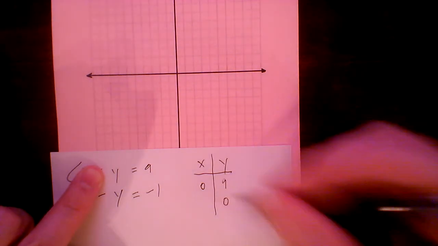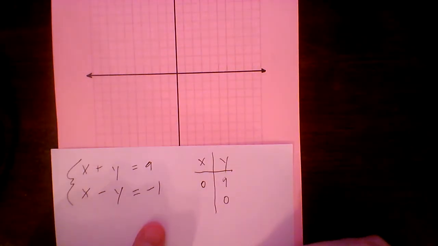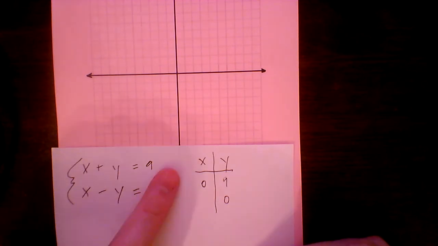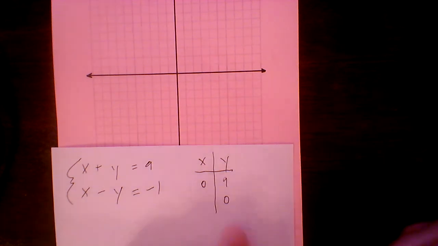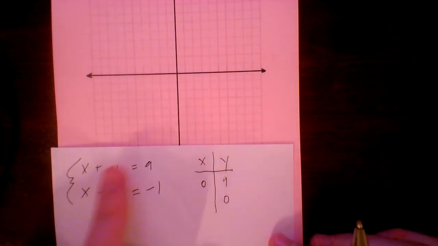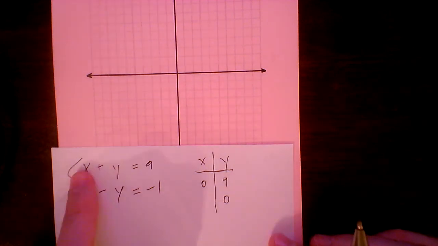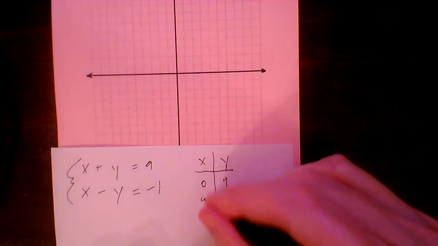Again, I'm not interested in looking at this equation at all just yet. I'm completely focused on the first equation for now, just graphing these one at a time. And then very similarly, when I plug 0 in for Y, this piece goes away. And so I've got X equals 9. And so I've got my intercepts.